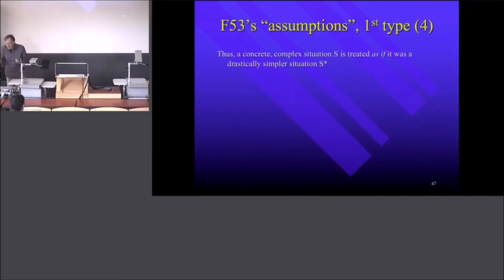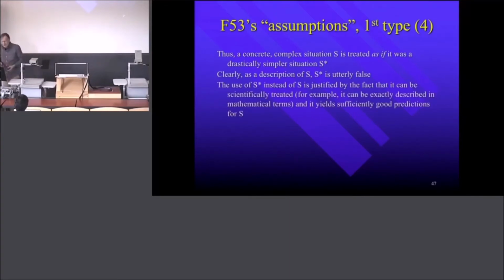Thus, a concrete, complex situation S is treated as if it was a drastically simpler situation, S star. Right? This is this as-if methodology. Clearly, as a description of S, it is utterly false. Right? Describing this falling situation: here is a vacuum, and there are no other forces. Then a constant gravitation is all false. It's just false. There are many other forces. Gravity is not constant. It's just false, descriptively false.